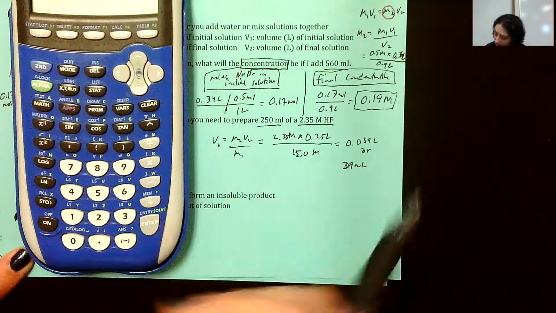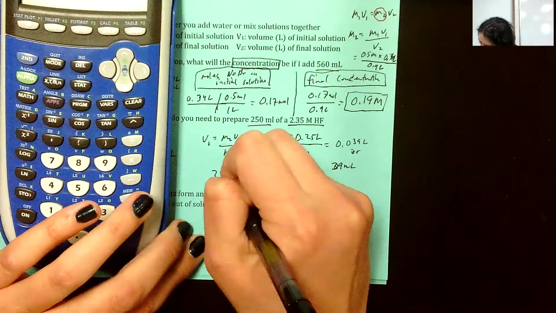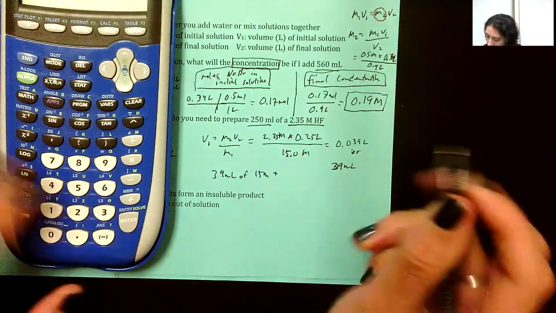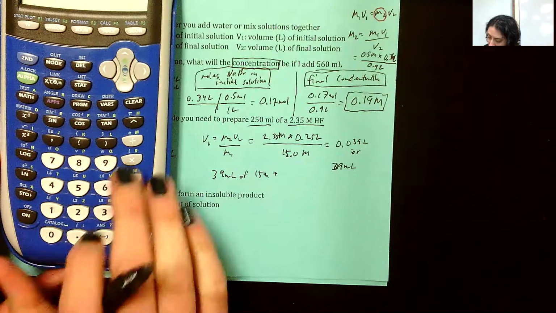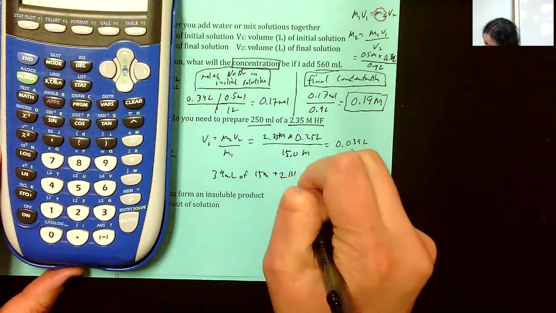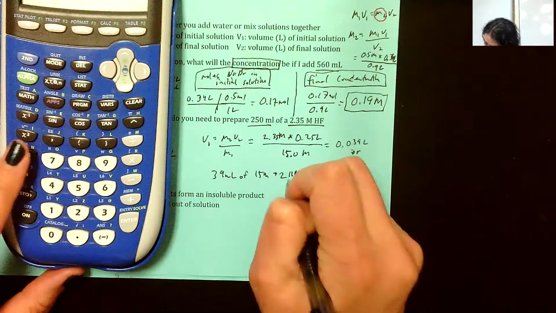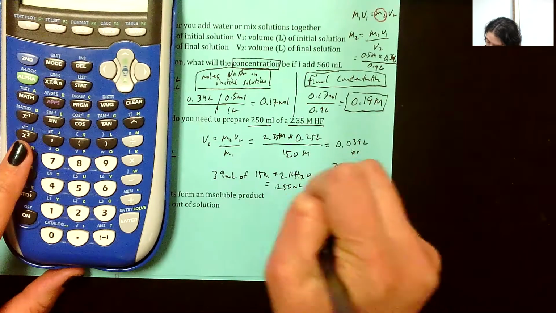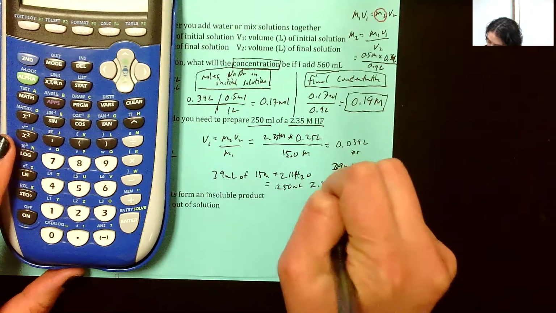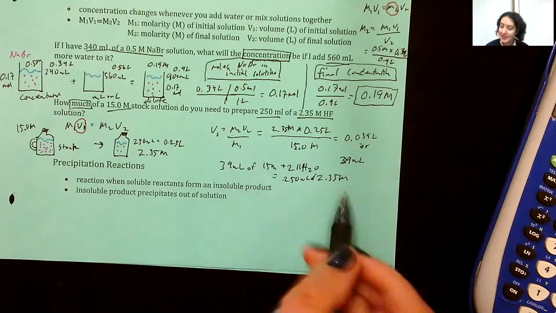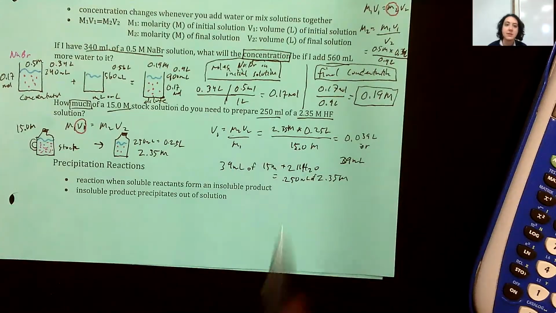So 39 milliliters of 15 molar plus 250 minus 39, 211 milliliters of water, is going to equal 250 milliliters of a 2.35 molar solution. So that's the way that we would actually make this.